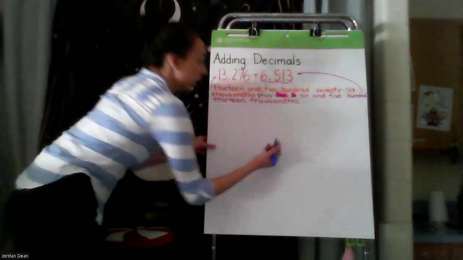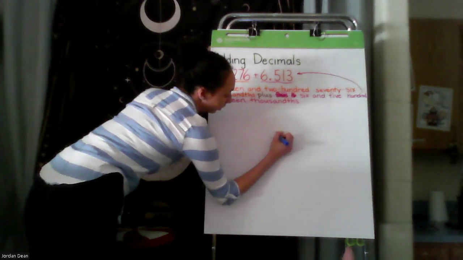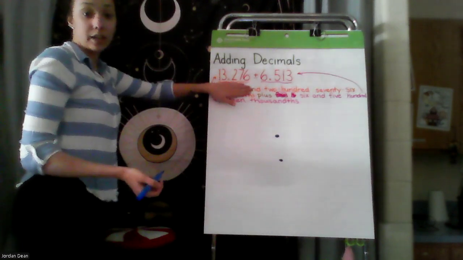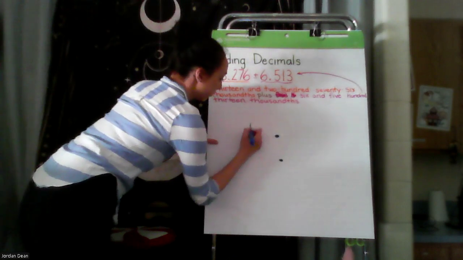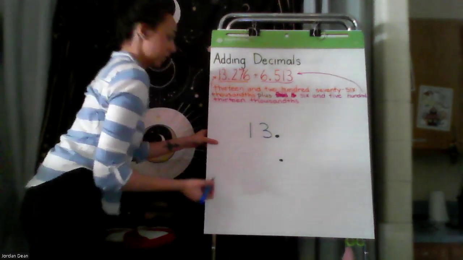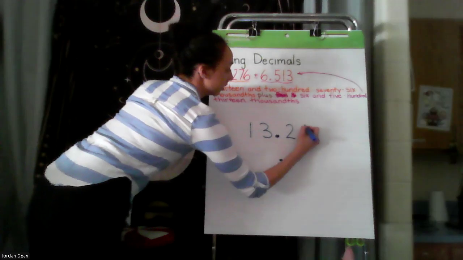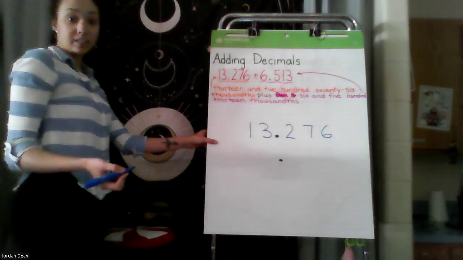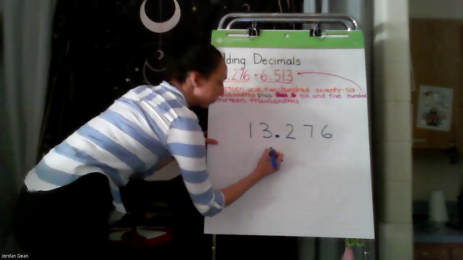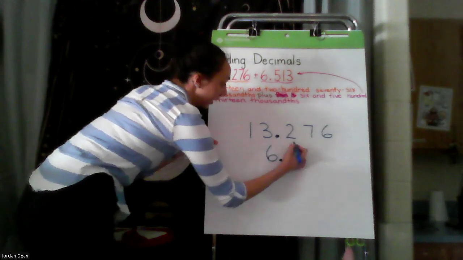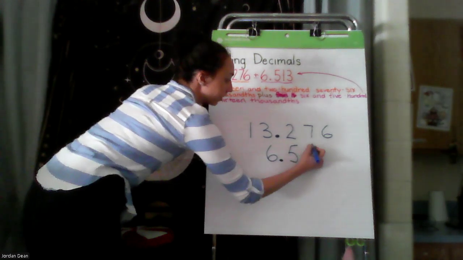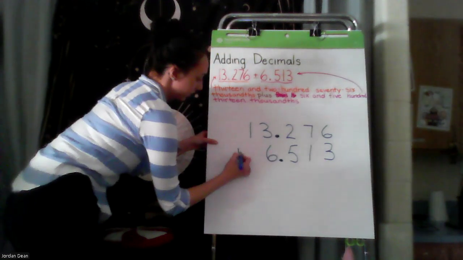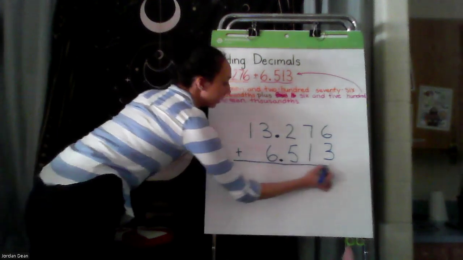So I am again going to put in the decimals, and then I'm going to go in and place my first number. So I have 13 and 276 thousandths. Now when I go to write my second number, I want to make sure my place values line up. Make sure my ones are aligned, tenths, hundredths, and thousandths. Now we can add our plus sign and our equation line.